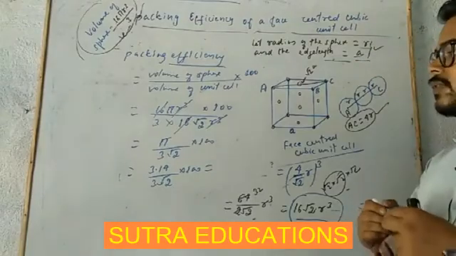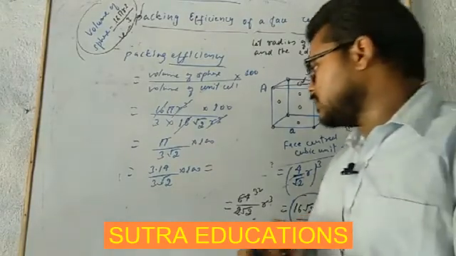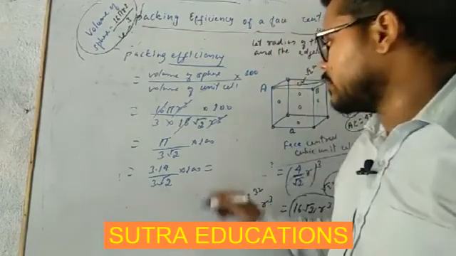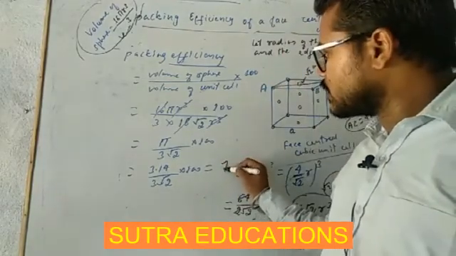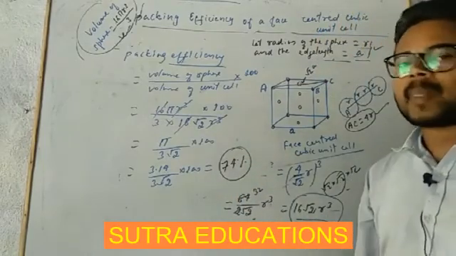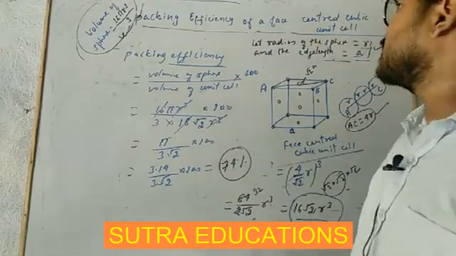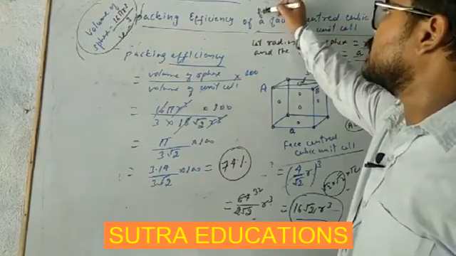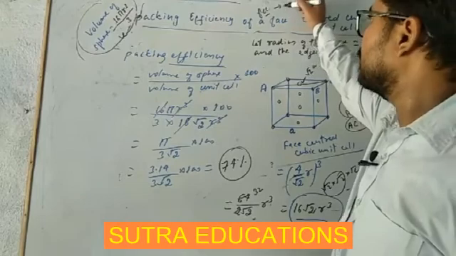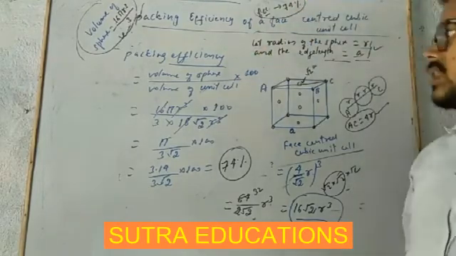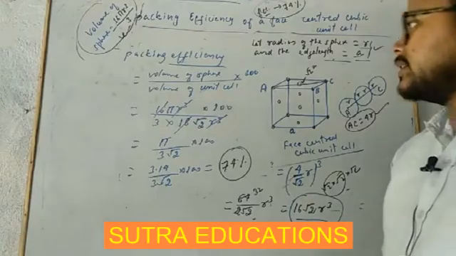Which is 3.14 upon 3 root 2 into 100. And when you put the value of root 2 equal to 1.41, it will give you 74%. So packing efficiency of a face centered cubic unit cell, means FCC, is equal to 74%.